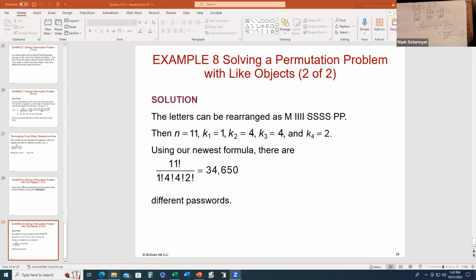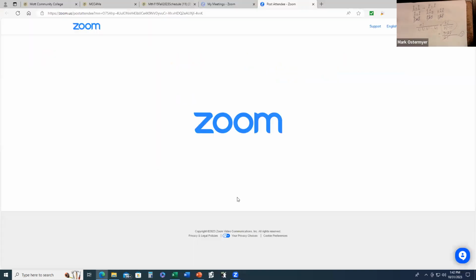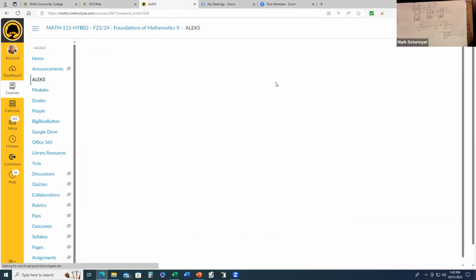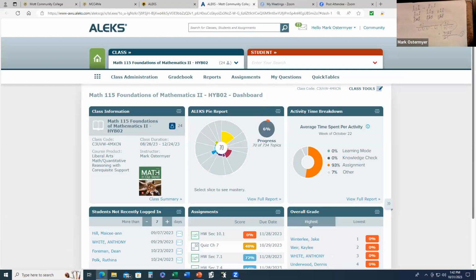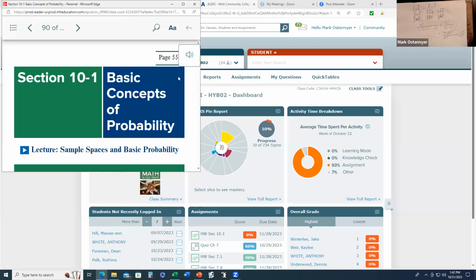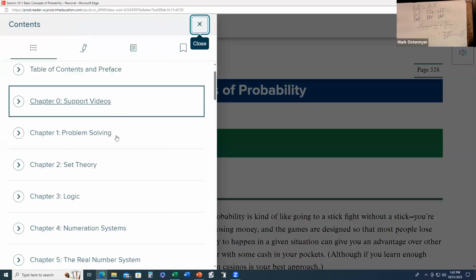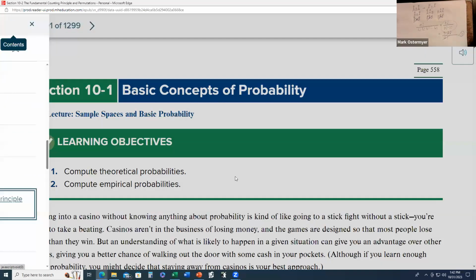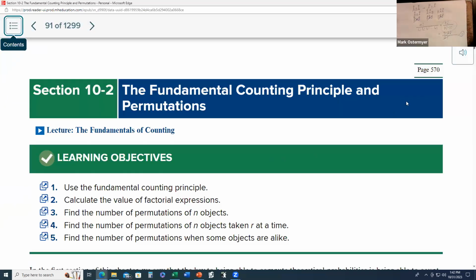All right. Well, let's see if we can go have some fun to wrap up the remainder of this session here. We will go to our textbook here. See if we can do a couple of problems out of our textbook. This is section 10.2 entitled The Fundamental Counting Principle and Permutations. Okay. Here we go. We'll go down and do a couple problems.